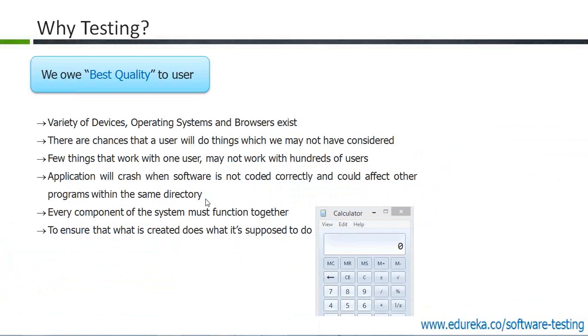Lastly, we have to ensure that the software, for what it was created, does what it is expected to do. How do you conclude this? It's very simple. You have to ensure that all your requirement specifications, or the client requirements, are met in the software or not. So how do you do that? Here we play a very vital role.